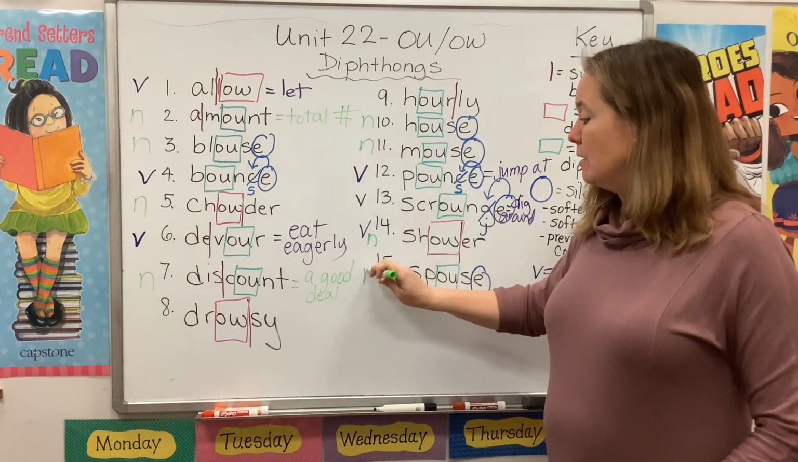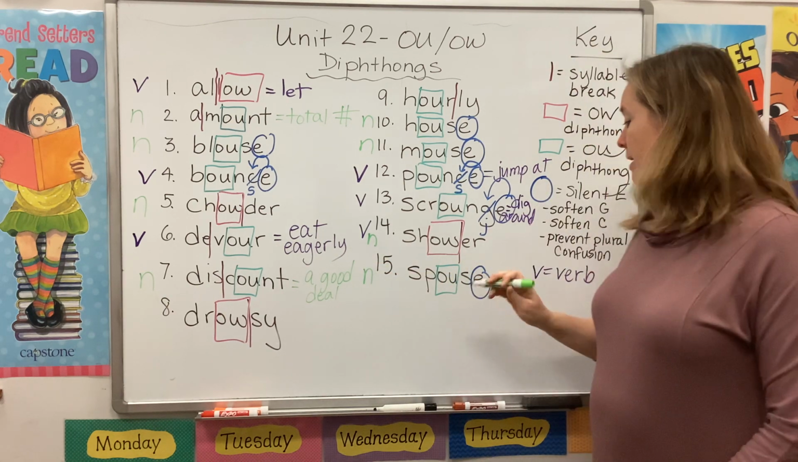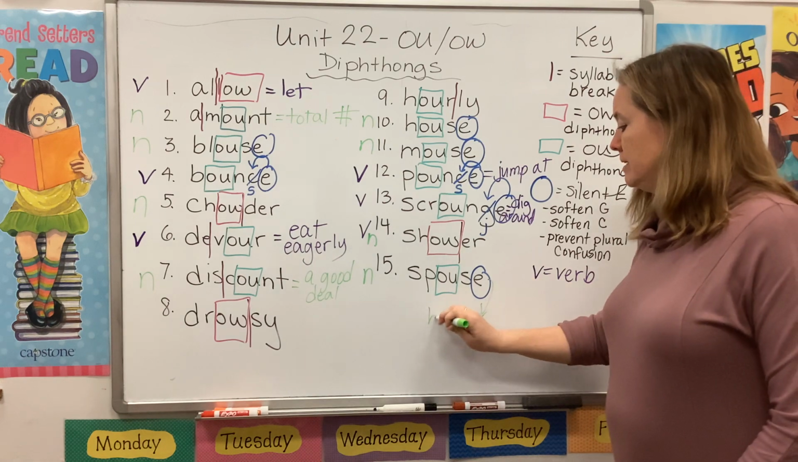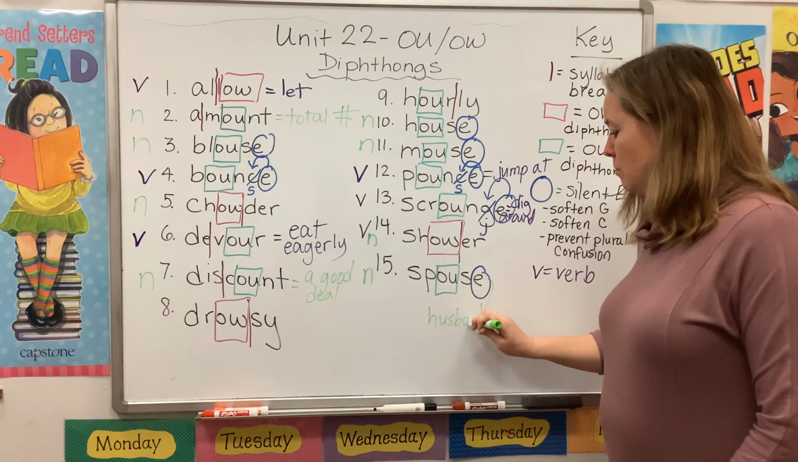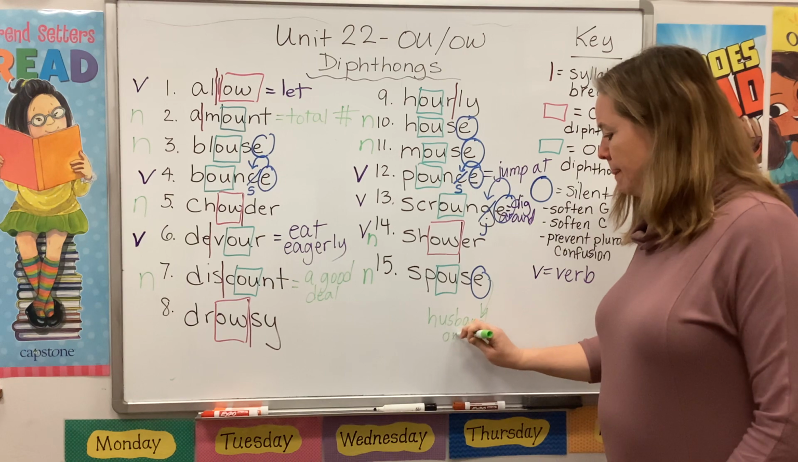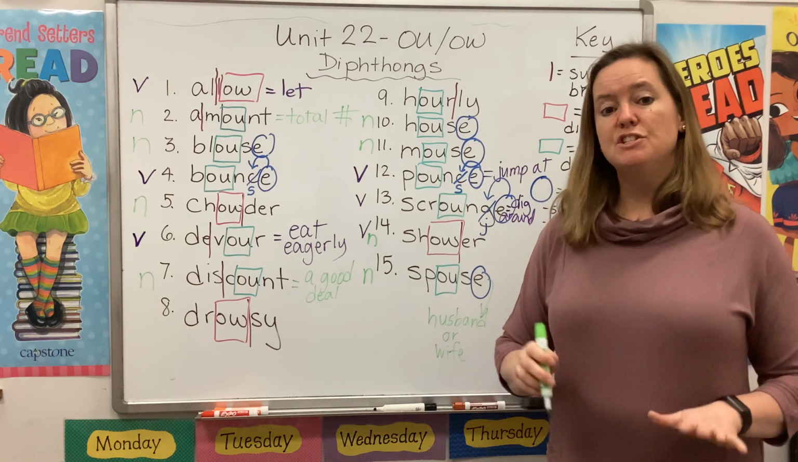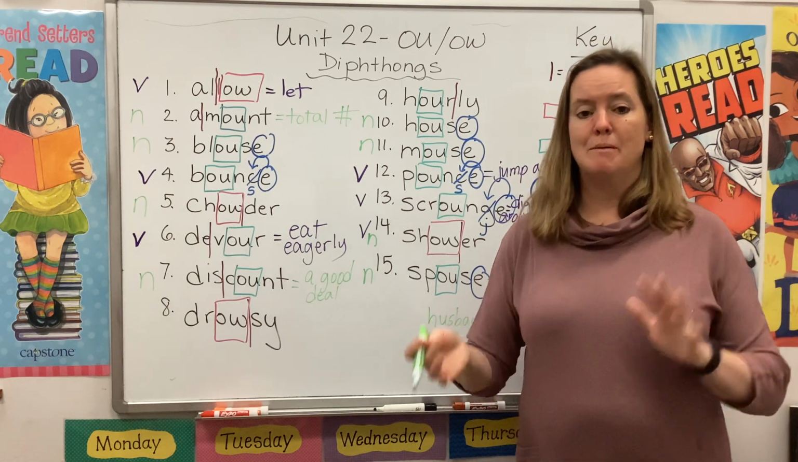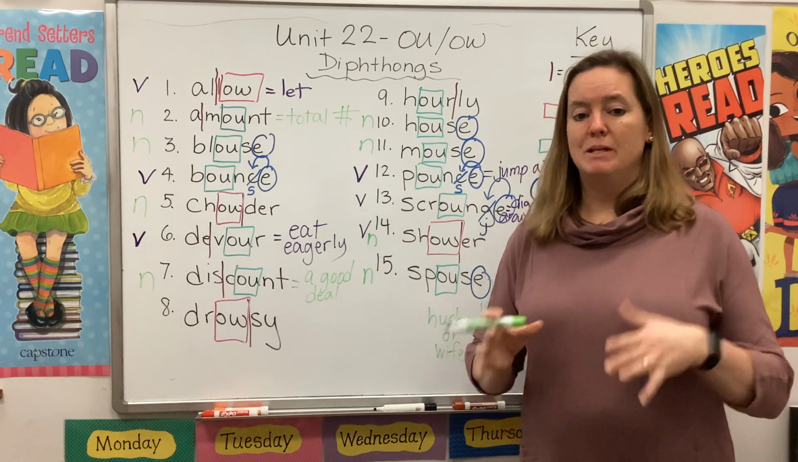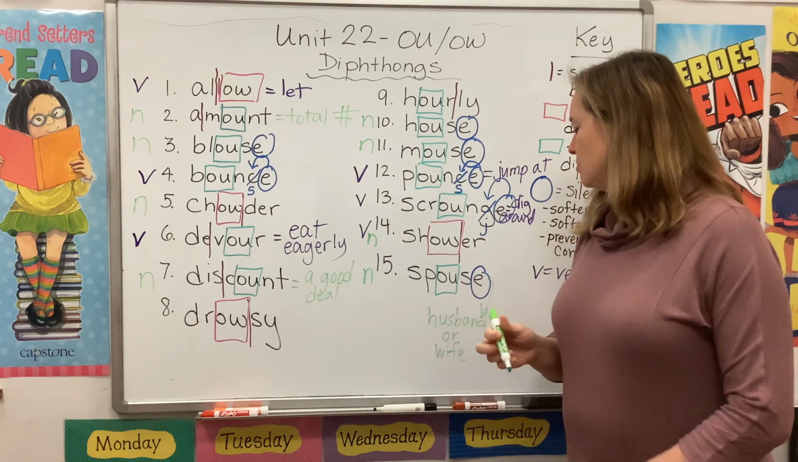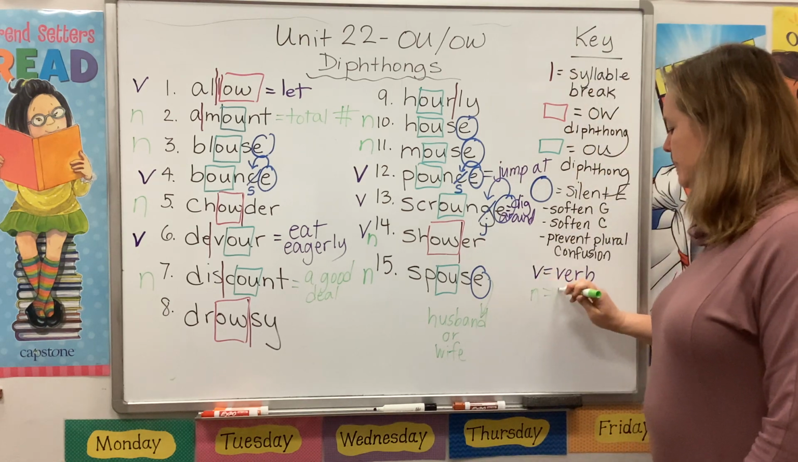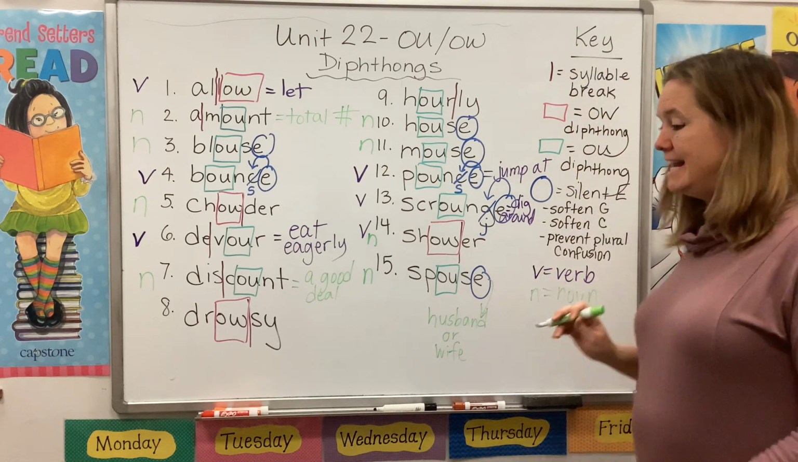And then a spouse is also a noun. A spouse is a husband or a wife. Okay? So the person you are married to is your spouse. It can be a man or a woman, a husband or a wife. Okay, so over here, N equals noun.